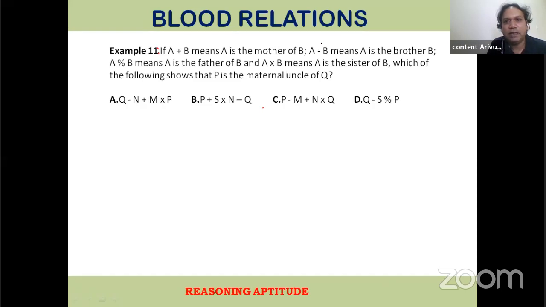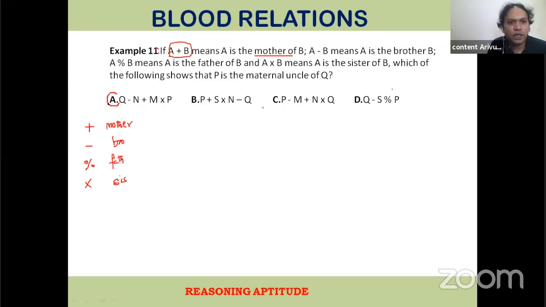What is the answer for question number 11? Okay, plus means mother of. Minus means brother. Percentage means father. And cross means sister. Which of the following shows P is the maternal uncle of Q?